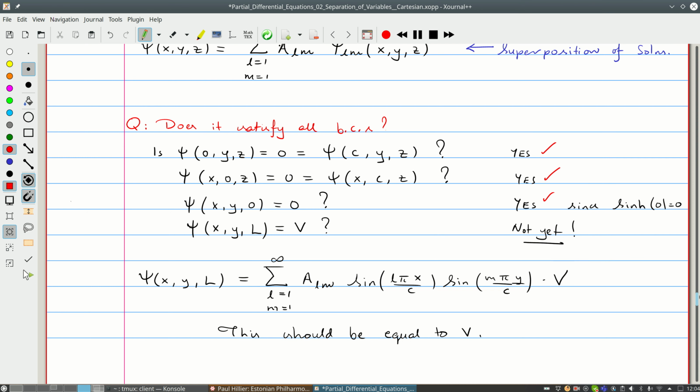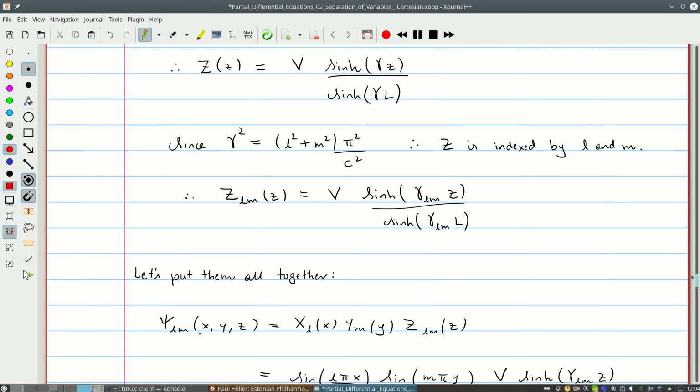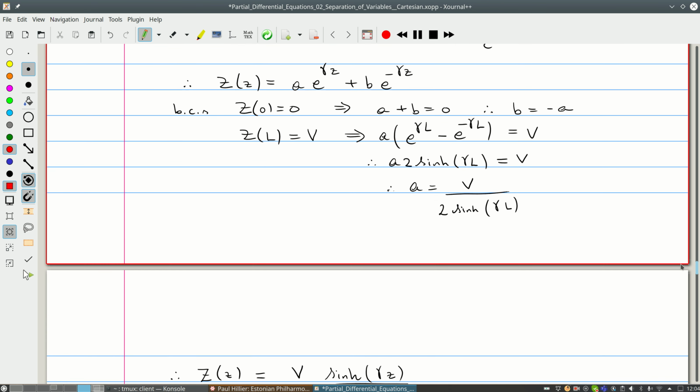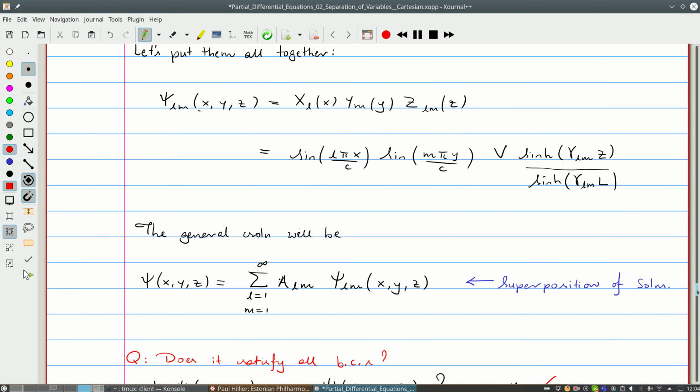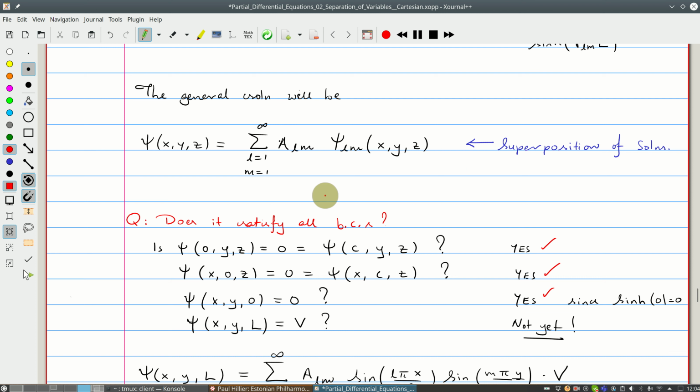We imposed this boundary condition on the part for z only. But we didn't impose this boundary condition on the entire linear combination, on this general solution. This general solution does not obey this boundary condition yet. And this is what we're going to do in the last step.